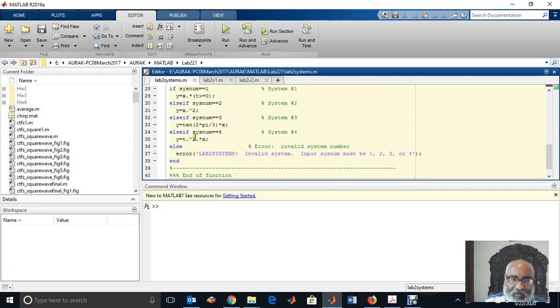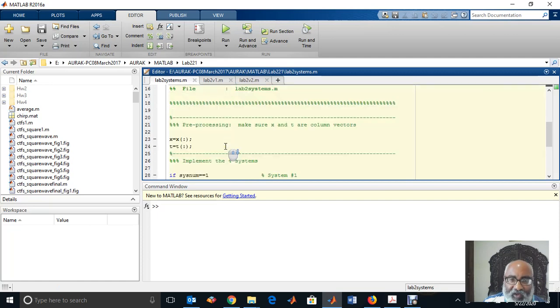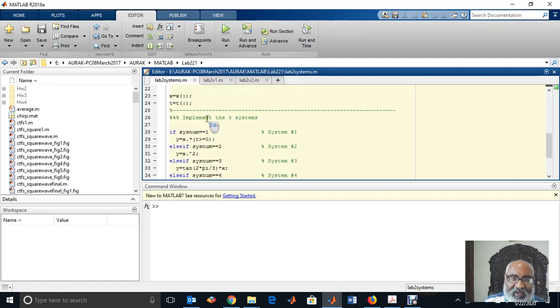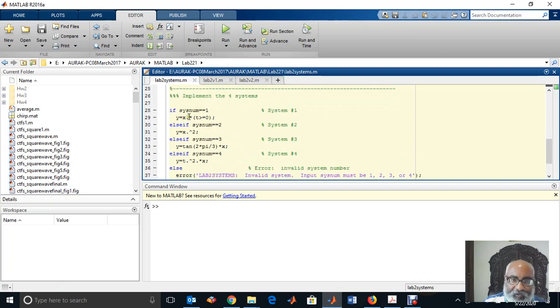So you write the mathematical expression. Otherwise, if you put another system number, for example, if you put 5, it will say it is an error, because system number should be 1, 2, 3, or 4. Okay, this is what it does. Basically, it will see the system output for each system number. Based on your selection of system number, you will have the system output, or in other words, you defined the type of system.